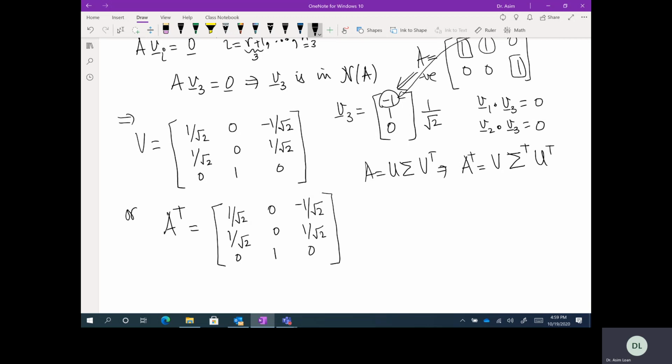Then sigma plus is, so this is 3 by 3. Sigma, this one was m by n. This is m by m. This is m by n. This is n by m. So this is n by m. This is m by m. So n by m. So now how many columns do we have? We have 3. So 3 by 2. So my sigma plus is, so it's 2.